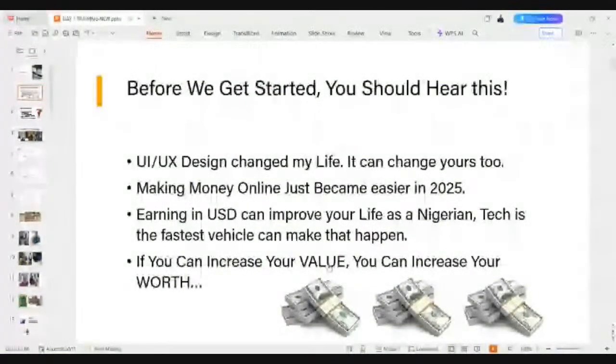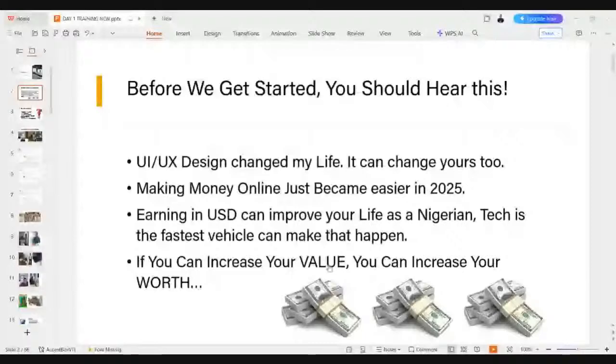So first thing, I need you to know that UI design changed my life, and it can change yours too. You understand? UI design changed my life, and it can change yours. So no matter your level in tech right now, no matter your level in finance, no matter your level as per relevance in the society, don't worry. After this training, you'll be equipped enough to build a successful career in UI design.